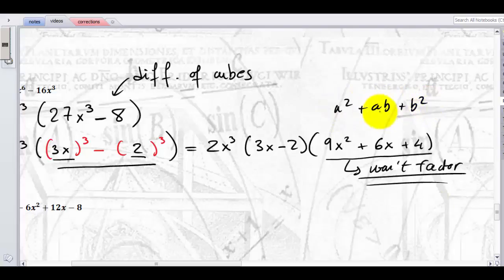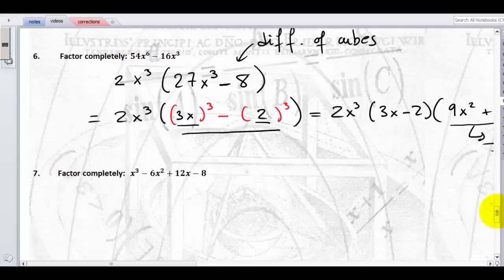That doesn't factor. To factor, you need a 2ab right here, okay, and it would be a plus b squared, but you don't have it in the formula. This does not factor. All right, okay, this will conclude this video.